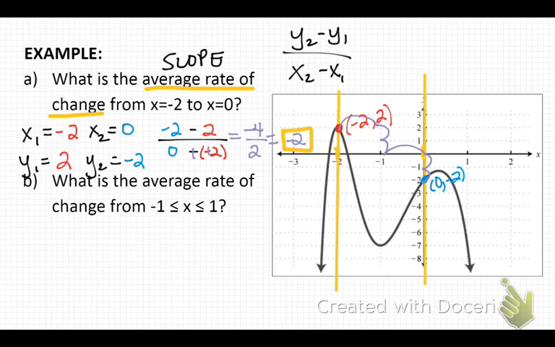But on B, it says, what is the average rate of change? Again, so we're finding the slope again. From -1 is less than or equal to x is less than or equal to 1. So is this written the same way as the x's in the first question? No. But I do still know my x values. It's a different notation, but you need to be familiar with both. So let's fill this out.